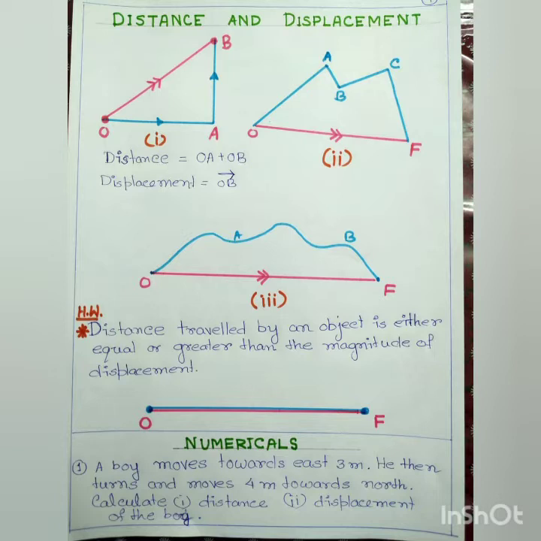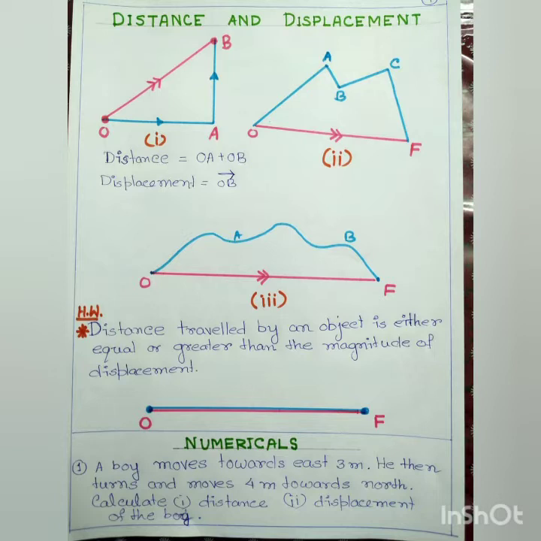Means while you are answering for distance, only the total length you have to measure, but for displacement, the shortest distance, means straight path distance from initial to final point, you have to measure. Along with it, you have to mention the direction from initial to the final point.